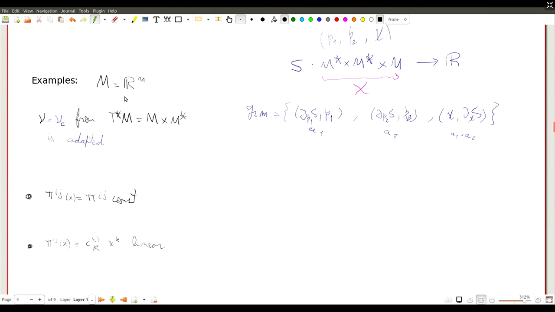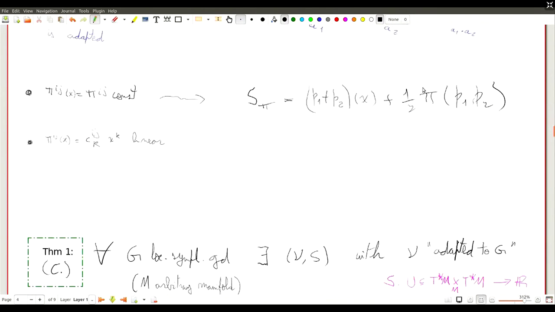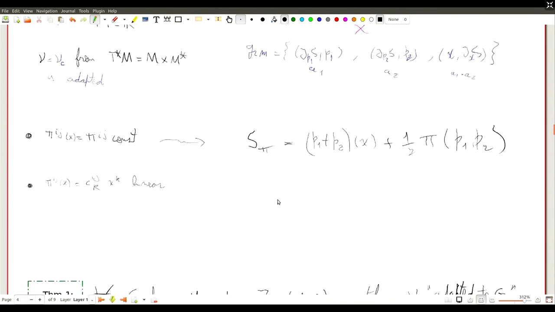When you have, in Rn, a constant Poisson structure, so it's just an anti-symmetric matrix, it's very easy to find one of these generating functions, and it's given by this formula. It's P1 plus P2, which are covectors, or elements of this dual vector space, applied to X, plus 1/2 of the matrix, or the bilinear form, applied to P1 and P2. So this is a very simple expression for one such generating function.